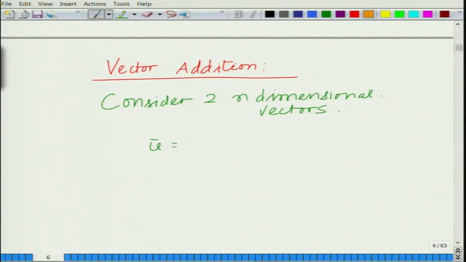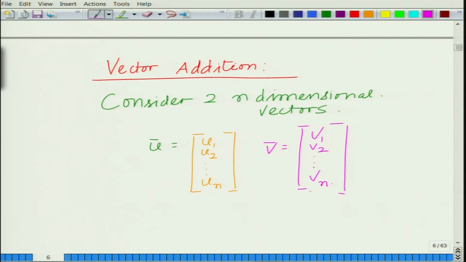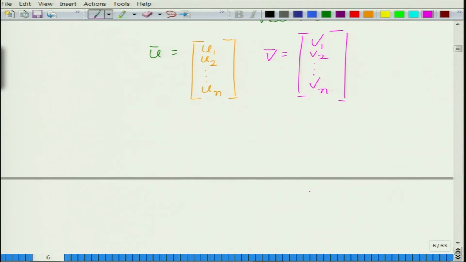Let us say we have u bar equals u1, u2, up to un, and we have v bar equals v1, v2, up to vn. Then the vector addition is simply an element by element addition of these two vectors. So, essentially u bar plus v bar will also be an n dimensional vector with the first element u1 plus v1, second element u2 plus v2, and so on, nth element un plus vn.